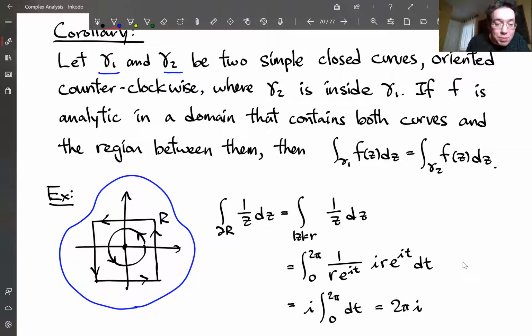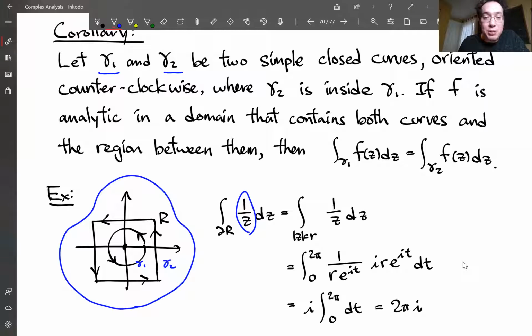We have two paths, gamma 1 and gamma 2. One is on a circle and one is on a square. So depending on the integrand, one integral might be much easier to compute with a particular path. You might not have a simply connected domain. So if you have a function 1 over z, for example, it's undefined at the origin, so you can't just conclude that there's a primitive and the integral is equal to 0.